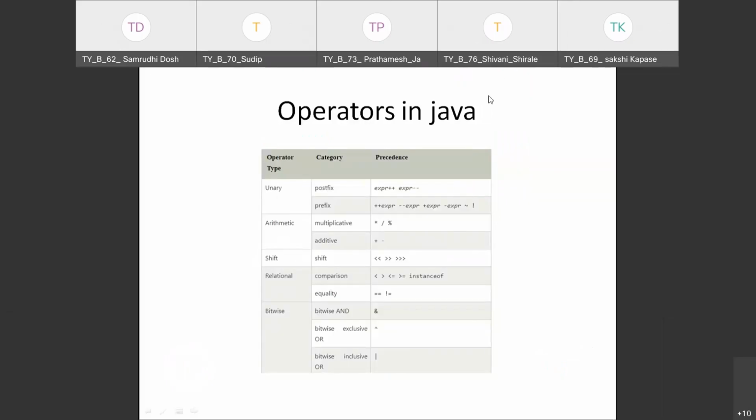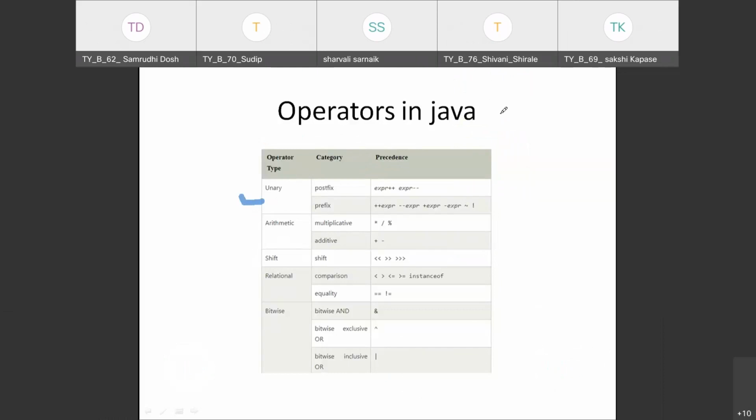So now we are going to study the operators in Java programming. Now we'll see which operators are used in Java. In Java, the first one we are using is the unary operator. Now what is meant by operators and what is meant by operand, we will see.